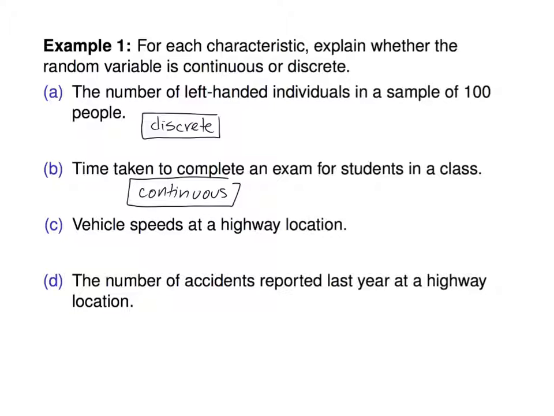Anywhere between 0 and 60 minutes, right? Vehicle speeds at a highway location. Also continuous. And there the interval of possible values is like 0 up to the maximum speed of the fastest car ever. All right, number of accidents reported last year at a highway location. That'd be discrete. Can't have half of an accident, right? Okay.